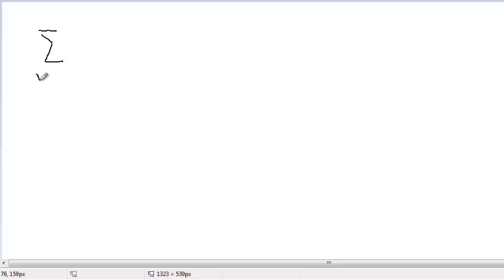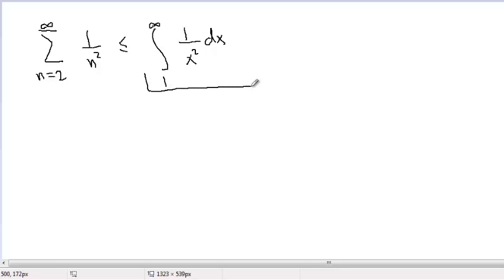We get the following inequality. Summation n from 2 to infinity of 1/n squared is smaller than the integral from 1 to infinity of 1/x squared dx. Now this is a correct inequality, and the good news is I can compute this improper integral. Remember, this is nothing but the limit as n goes to infinity of the integral from 1 to n of 1/x squared dx. And when you compute this proper integral and take the limit, you will see this integral will be 1.